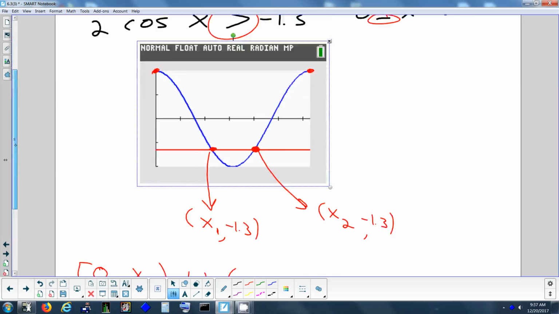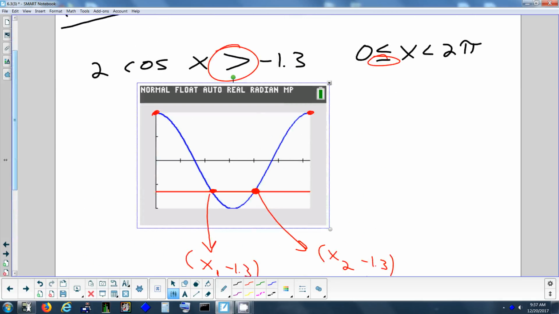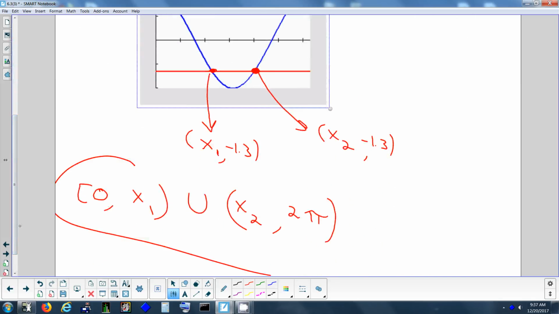Okay? So to determine the brackets and parentheses, you have to look at the window, and you also have to look at the symbol in the problem. Okay, any questions on that? The only thing you have to do now is find the two intersection points. Any questions?